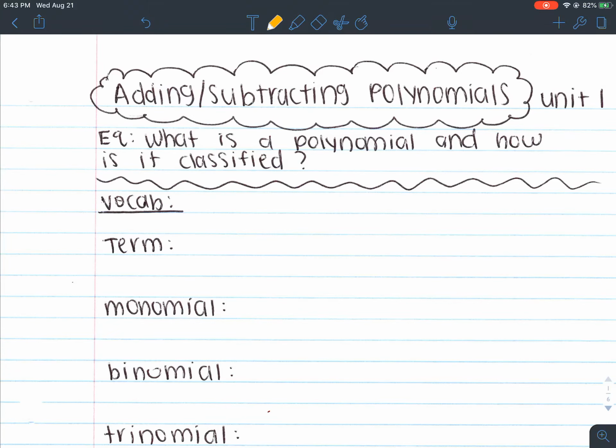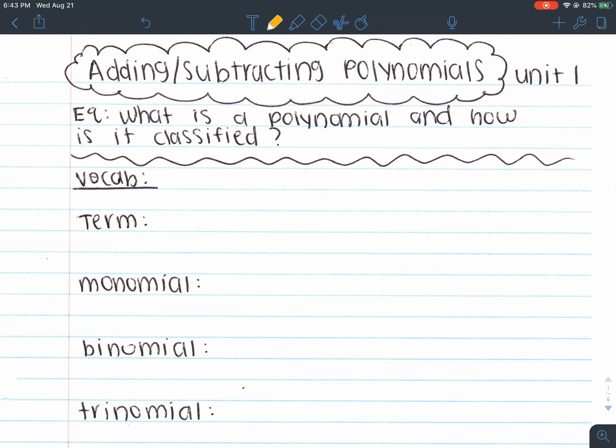These are notes for adding and subtracting polynomials in Unit 1. Our essential question is, what is a polynomial and how is it classified? All right, so polynomial is a new word for us. So we're going to go through some vocabulary and then kind of build up to what a polynomial is.